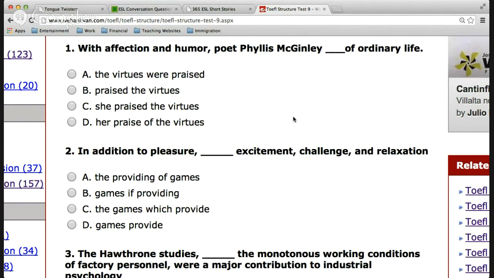D as in dog or B as in boy? B boy. All right, let's try that out. With affection and humor, poet Phyllis McGinley praised the virtues of ordinary life. What do you guys think? Two for B? Yes, B. All right, everybody is right.